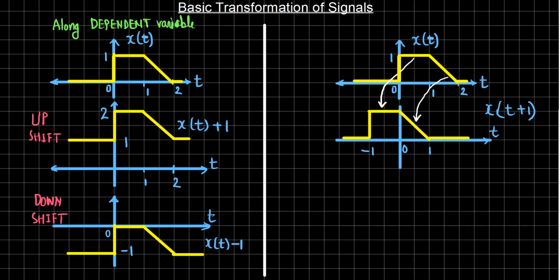Similarly, let's try to shift the original signal rightwards. If we shift the original signal rightwards, it will look something like this. Now this signal is being shifted rightwards by 1 unit. So instead of starting from 0, it will start from 1. So the resultant signal will look something like this.